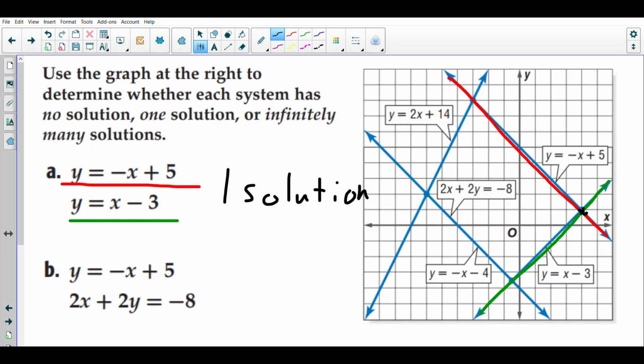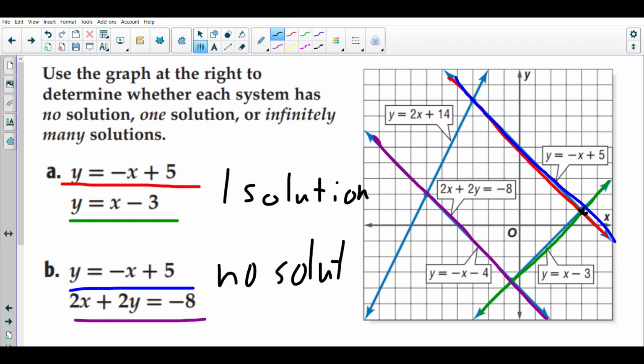So that's what we're doing in these examples. Now we're looking for y equals negative x plus 5. We already found that one, so let's highlight that again. Then we're looking for the one that says 2x plus 2y equals negative 8. Here's 2x plus 2y equals negative 8. It looks like those two are parallel. They're not going to be touching at any time. So that would tell us that we have no solution. And if it has no solution, that means it would be inconsistent.